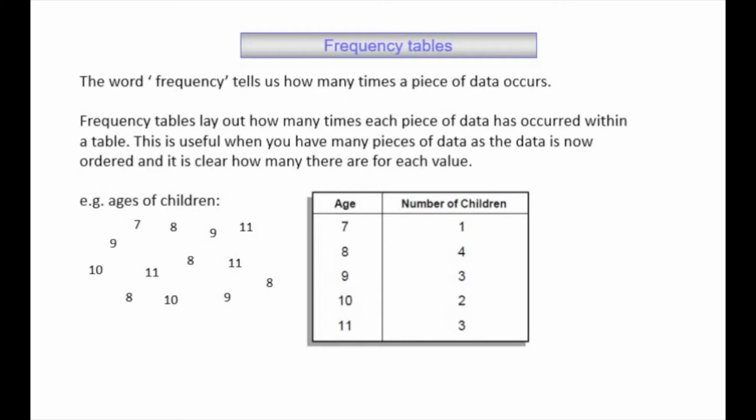So just to have a look at the example here, this is of ages of children. This is the data before it was put in the table. And then you can see there's only 1 7 in this data, so the number of children is 1 next to the age of 7. For the age of 10, you can see there are only 2 10s, so you've got a 2 next to the age of 10, etc. So that's how a frequency table works.